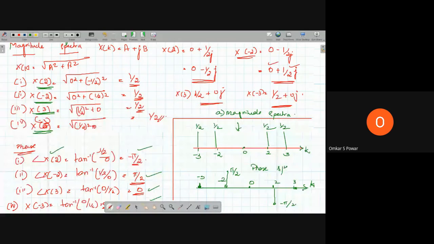In textbook, they will give you directly this phase spectra and amplitude spectra, but you might be wondering from where it has come. So you follow my notes, you'll get this one. So this, how do you get this phase spectra and magnitude spectra?